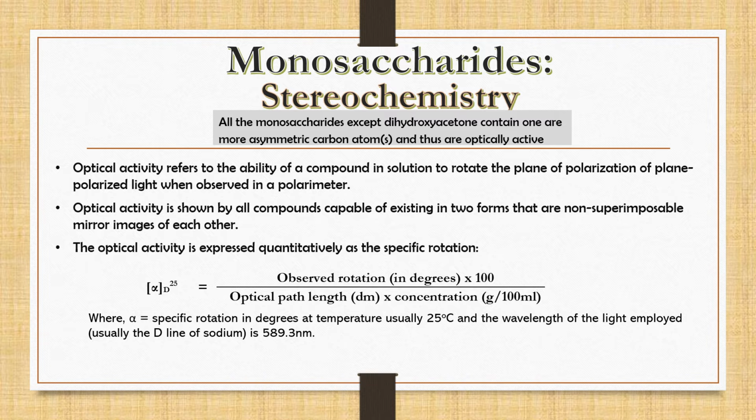All the monosaccharides except dihydroxyacetone contain one or more asymmetric carbons, and so they are optically active. Optical activity refers to the ability of a compound in a solution to rotate the plane of plane polarized light when observed in a polarimeter. Optical activity is shown by all compounds capable of existing in two forms that are non-superimposable mirror images of each other.